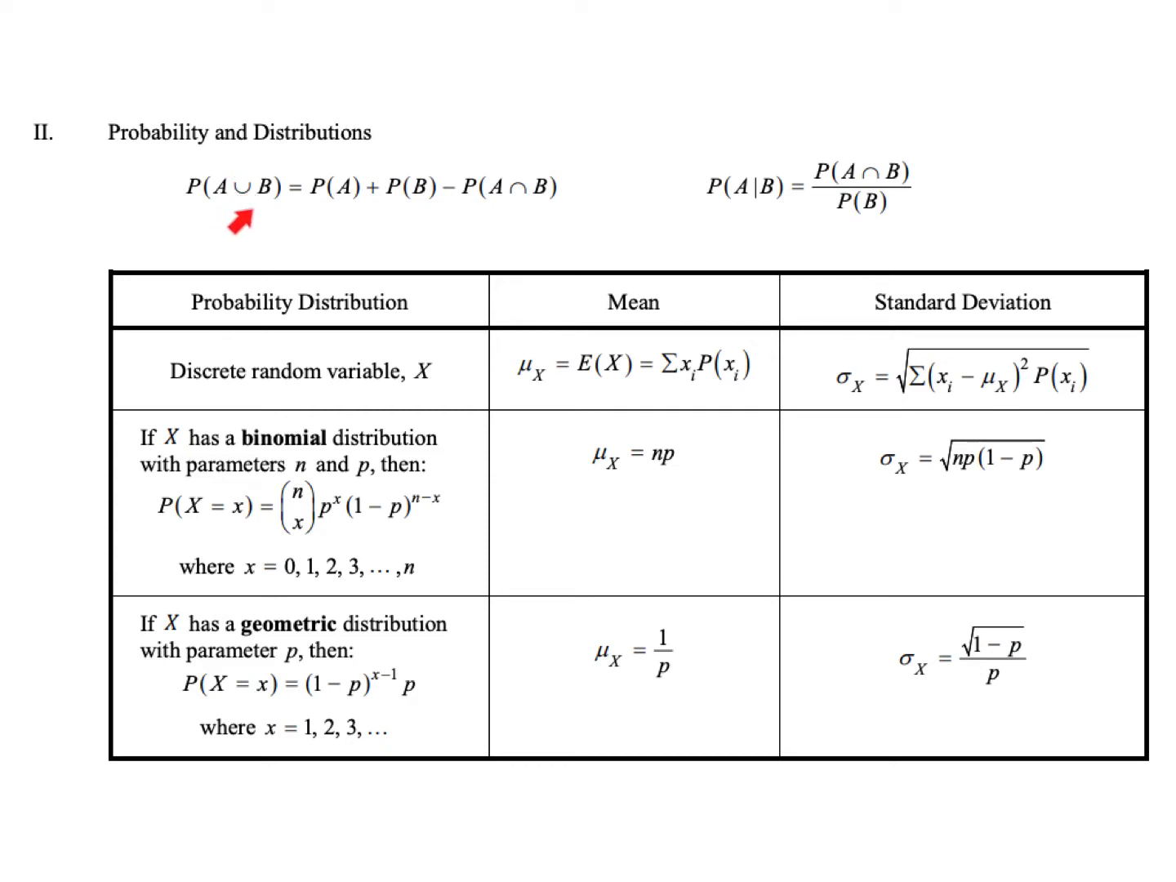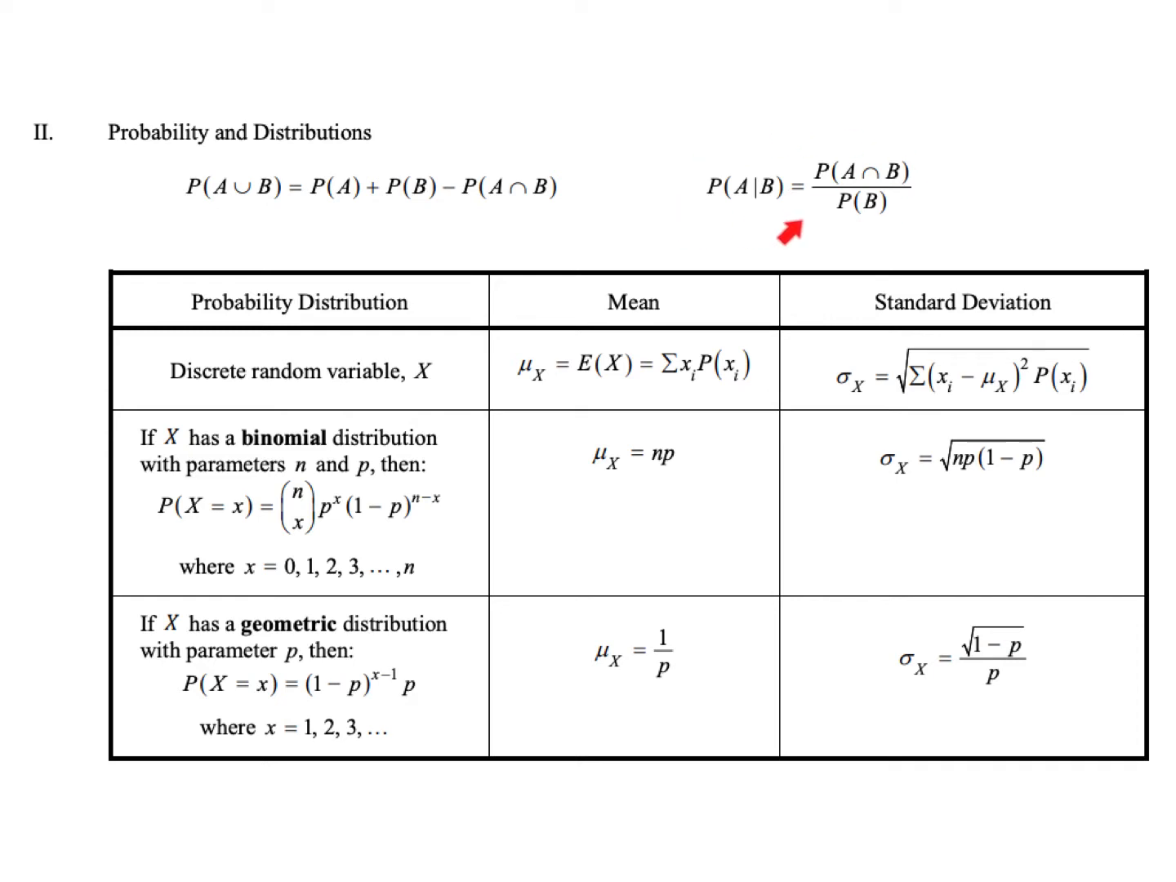The union of two sets, it's reminding you that you need to subtract the intersection. You can only just add if we know for a fact that we have disjoint events. So in general, we subtract. This is the probability of A, given that B has already occurred, is equal to the intersection of two sets divided by the probability of just B.